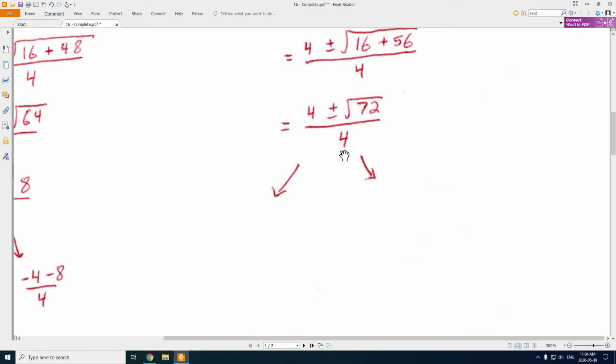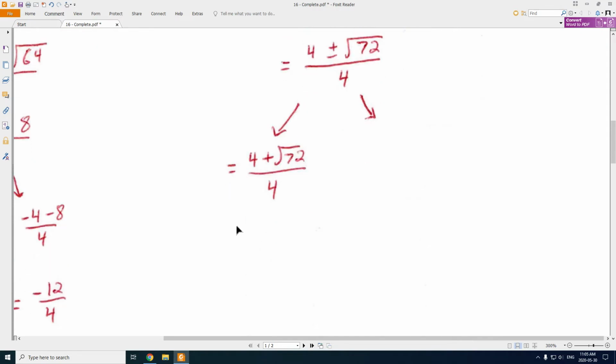So let's split it into our two answers here. So first answer with the plus. 4 plus root 72 over 4. And we can keep going and solve that one. So I'll need a calculator here, right? Root 72 is a bit of a mess this time, right? So 4 plus square root of 72, and then divide by 4 comes out to 3.1.